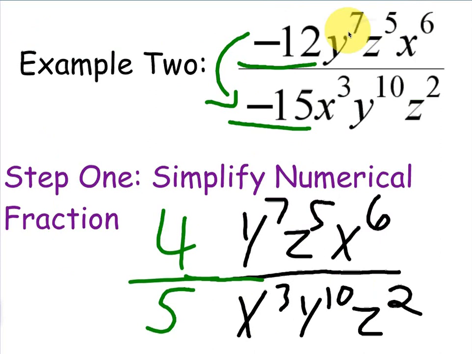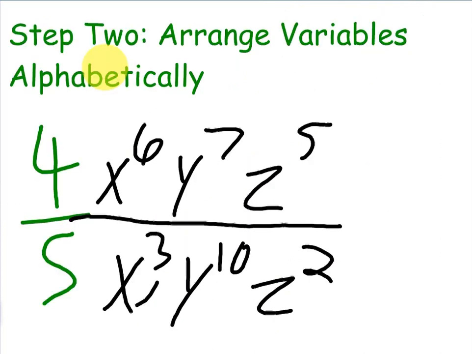Okay, so x to the 6th, y to the 7th, z to the 5th is going to be my arrangement. That way, like I said before, and I have an extra mark here, I can get rid of that. That way we can line all of these variables up that are the same, like bases, and easily divide them. Okay, so now we have them lined up. Now we can divide the like bases.